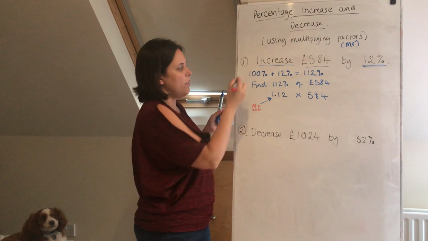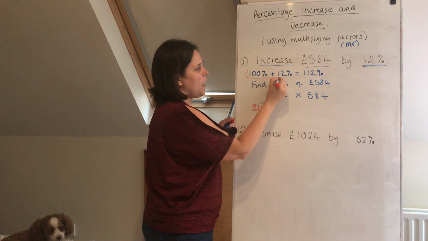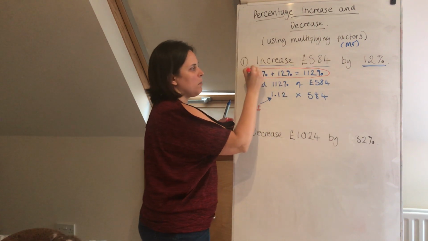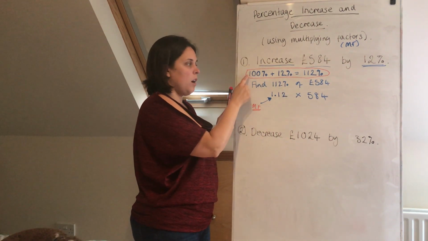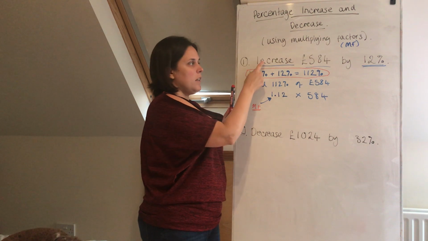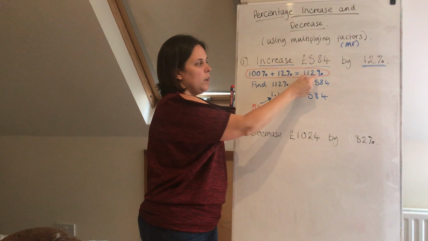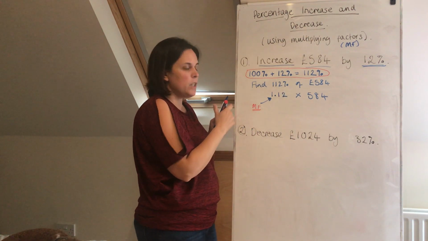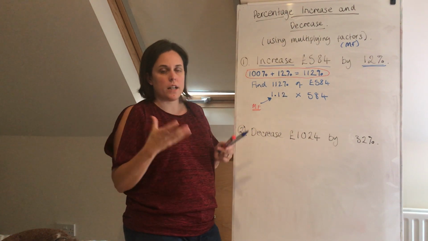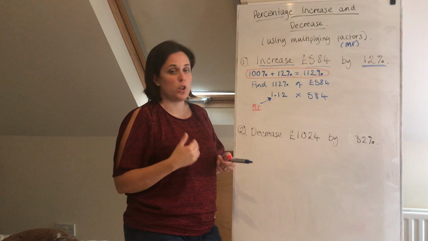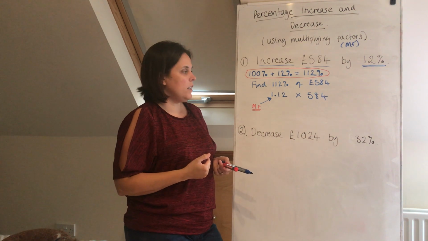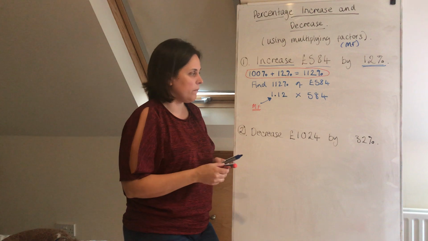Okay? So this process here is how we find the multiplying factor. We always start with the original amount. It's an increase, so we're adding the percent we want to increase by. We get that number, and then we turn it into a decimal rather than a percentage by just dividing by 100. So that is now our calculation.